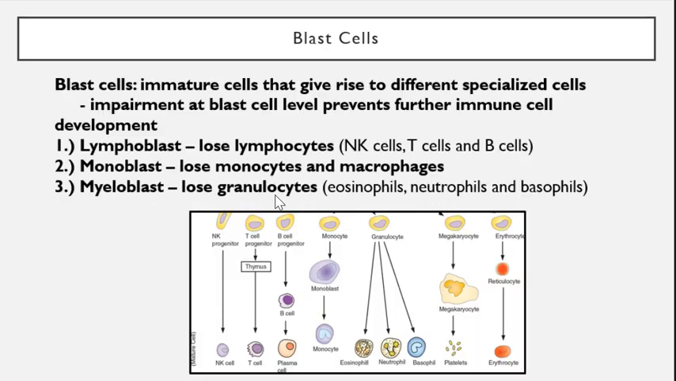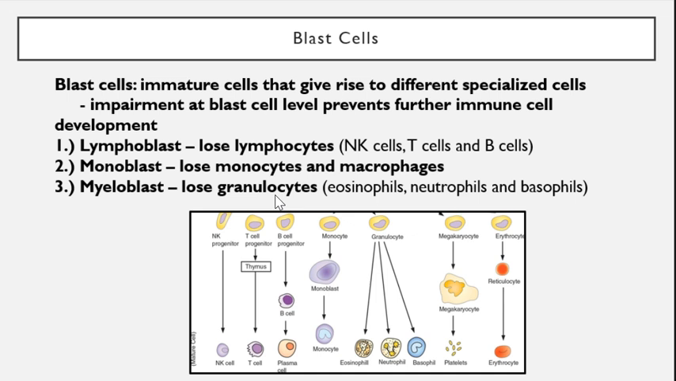So these blast cells, we mentioned these a couple times in the past slides, right? What these are, they are immature cells that give rise to differentiated specialized cells. So it's these progenitors, right? All of this upper line right here, those are all blasts, and then they develop into things like NK cells, monocytes, and so on.